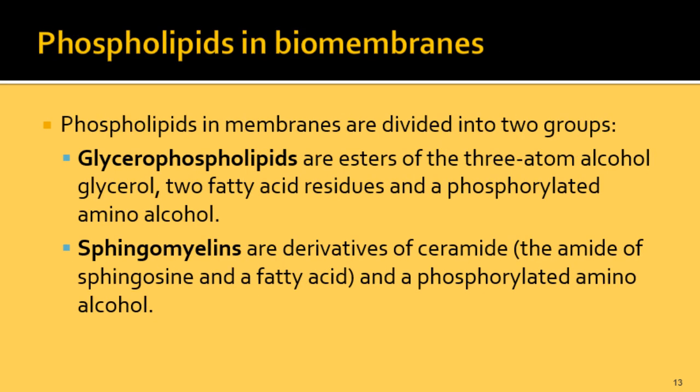Phospholipids in the membranes are divided into 2 groups: glycerophospholipids and sphingomyelins. Glycerophospholipids are esters of glycerol with 2 fatty acids and a phosphorylated amino alcohol. Sphingomyelins are derivatives of ceramide, the amide of sphingosine and a fatty acid, and a phosphorylated amino alcohol.